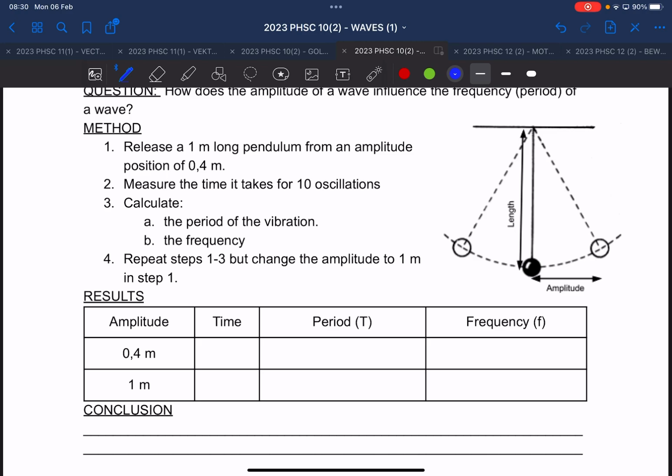40 centimeters, right? Are you ready? 1, 2, go! 1, 2, 3, 4, 5, 6, 7, 8. Check. Nice. Stop. Okay, what's the time? 1875. Okay, now we're going to do this again, but now from an amplitude of 1 meter.